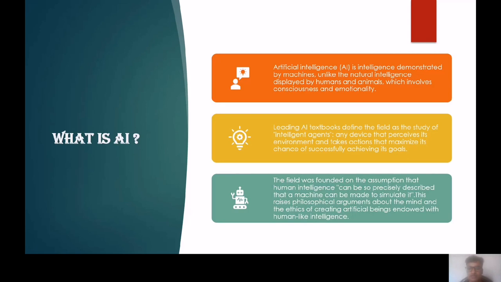The field was founded on the assumption that human intelligence can be so precisely described that a machine can be made to simulate it. This raises the philosophical argument about the mind and the ethics of creating artificial beings endowed with human-like intelligence. In simple words, AI is a branch of computer science which tries to make machines intelligent by mimicking the human brain so that they could outperform it, solve problems precisely on a large scale, and reduce the mistakes which humans make.